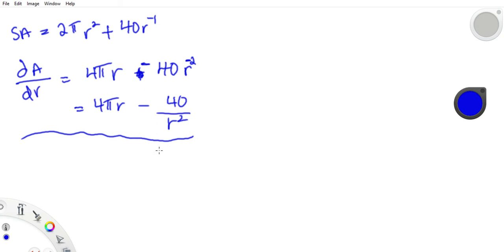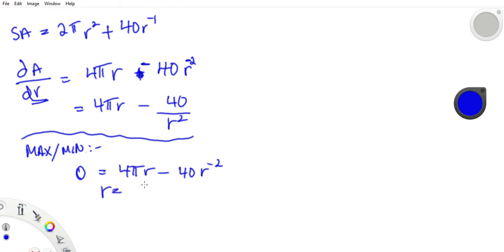But we want to take it a step further. Let's find the maximum or minimum. So for the max-min solution, we make the differential equal 0 and solve for r. This is why we made h go away at the start, because now we only have one unknown, which is just r. If we rearrange for r, we end up getting r equals 3.18 meters.